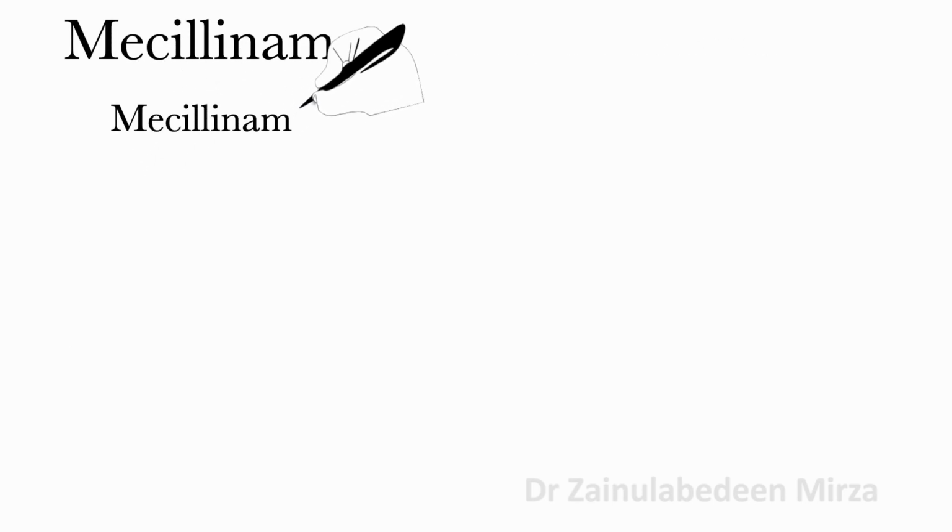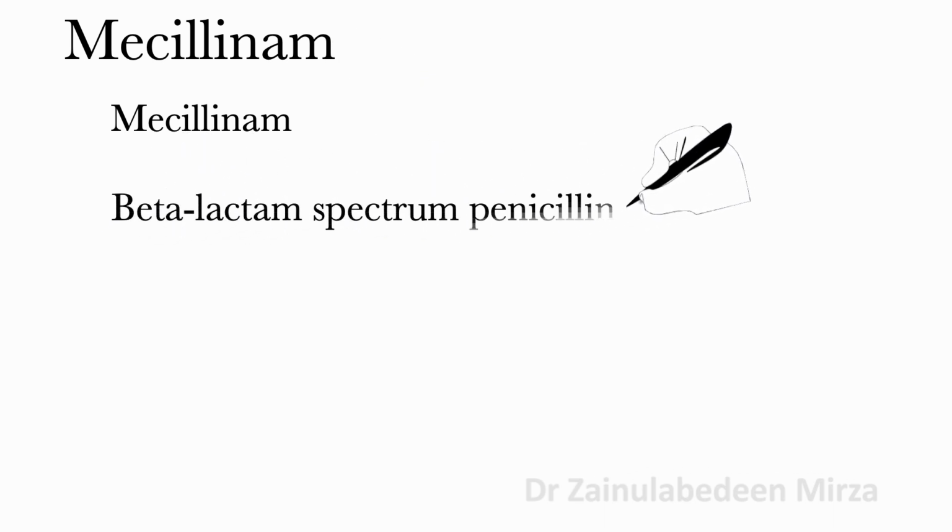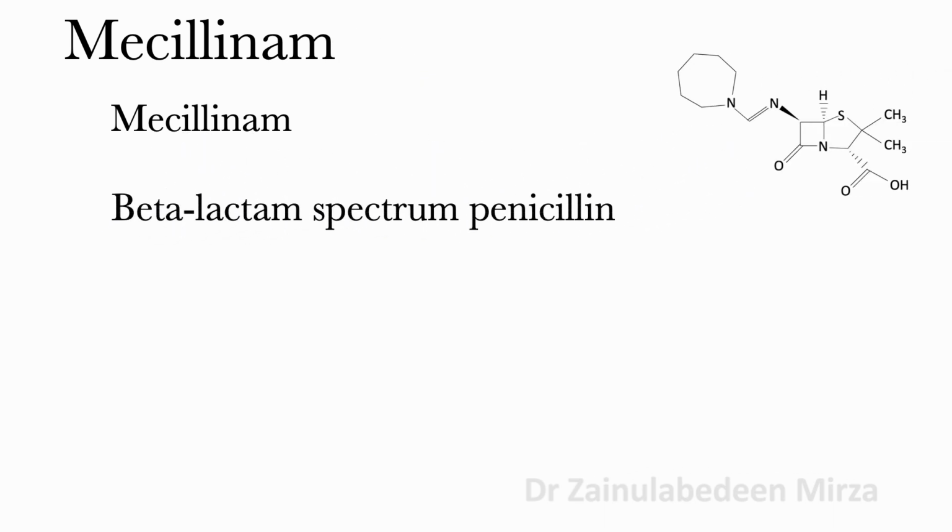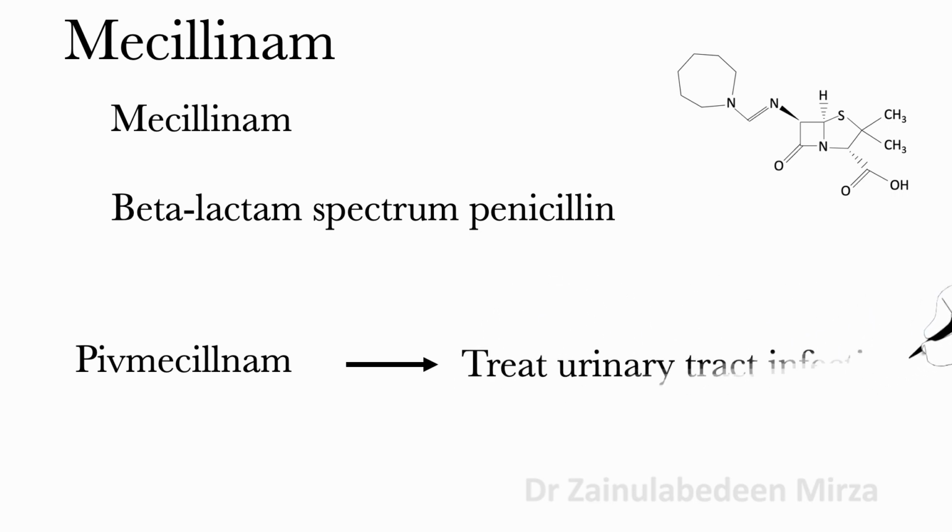Mecillinam is a beta-lactam penicillin antibiotic of the amino-penicillin class that binds to penicillin-binding protein 2. Mecillinam is an oral drug that is active against gram-negative bacteria such as Enterobacteriaceae, and it is inactive against Pseudomonas aeruginosa. Mecillinam is mainly used to treat urinary tract infection caused by Escherichia coli.